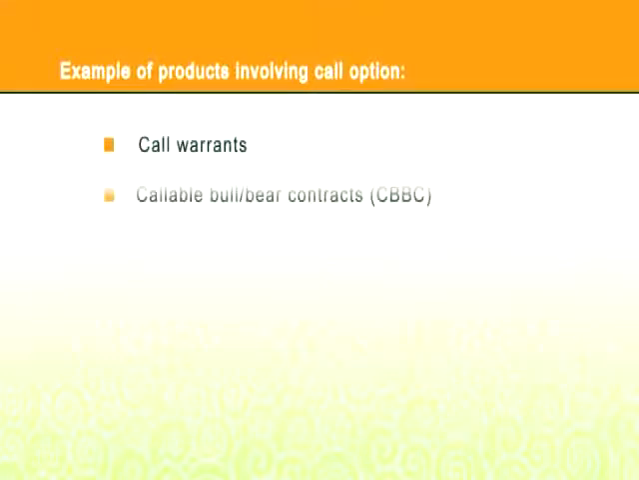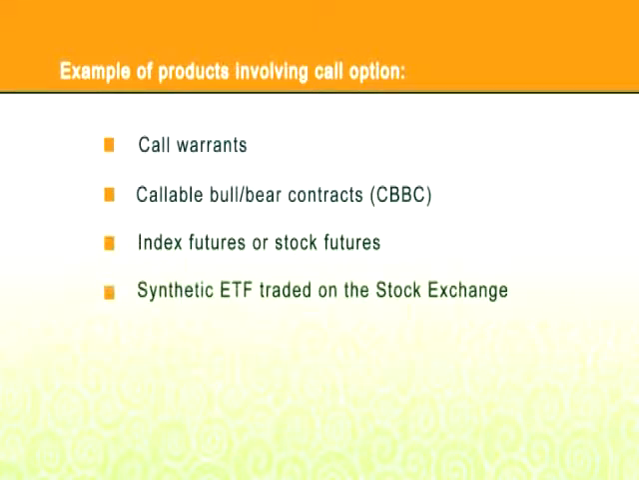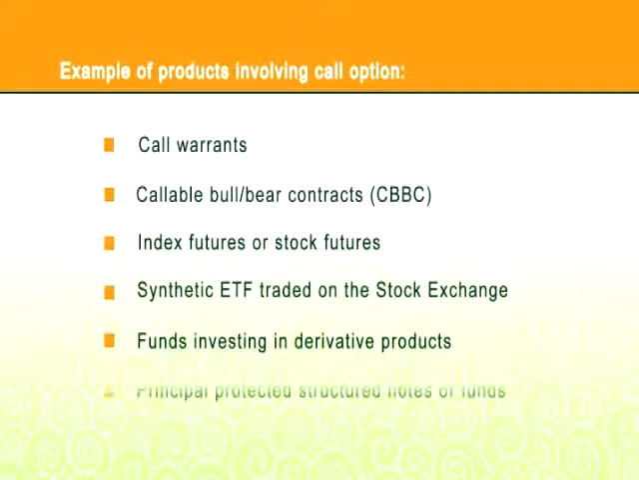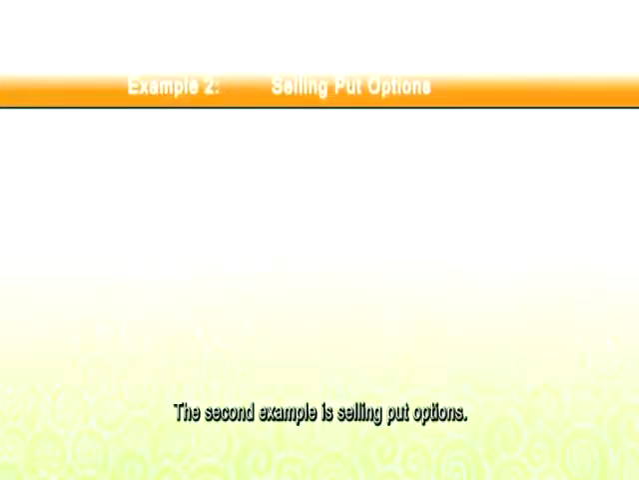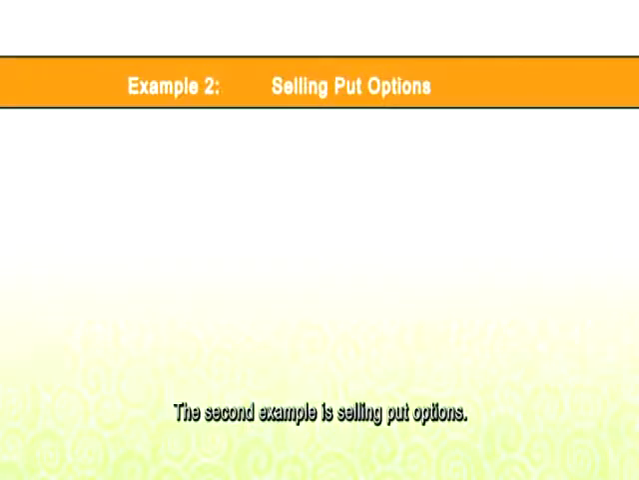Examples of products involving call option include call warrants, callable bull-bear contracts, CBBC, index futures or stock futures, synthetic ETF traded on the stock exchange, funds investing in derivative products, principal protected structured notes or funds. The second example is selling put options.